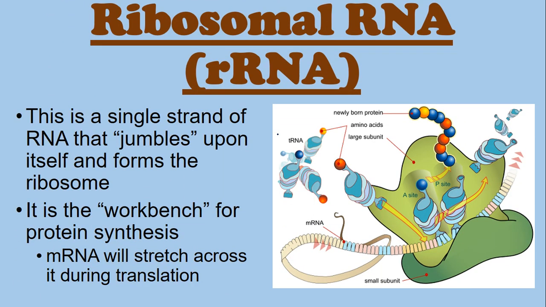Ribosomal RNA, rRNA, is basically the ribosome. It looks just like the word. It just takes some ribosomes, jumble it up to form the ribosome. During the process, mRNA will stretch across the rRNA. tRNA will come and bring those amino acids that match up with the mRNA, and the rRNA is just where you do it all at. It's like the workbench.